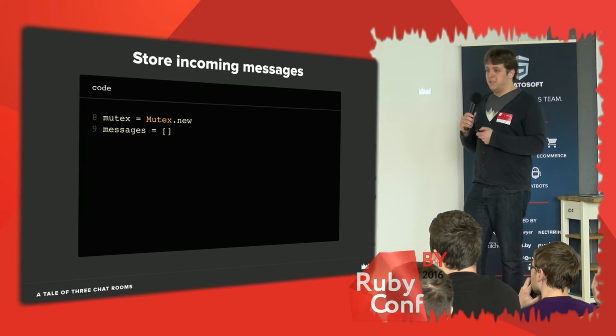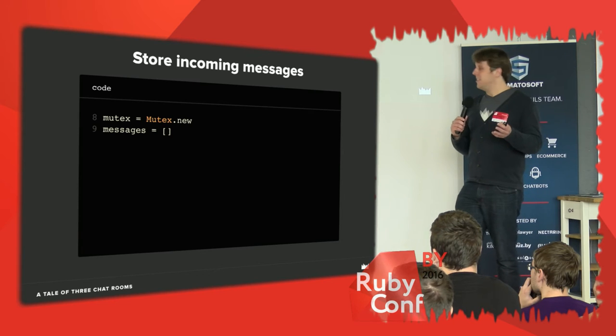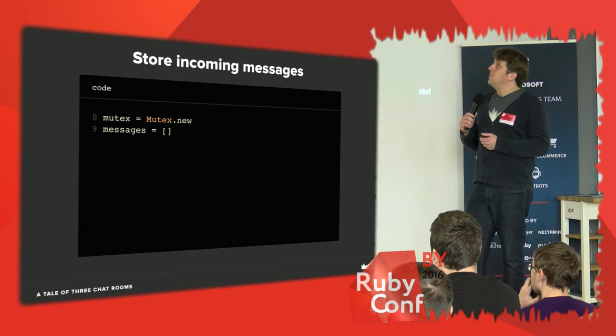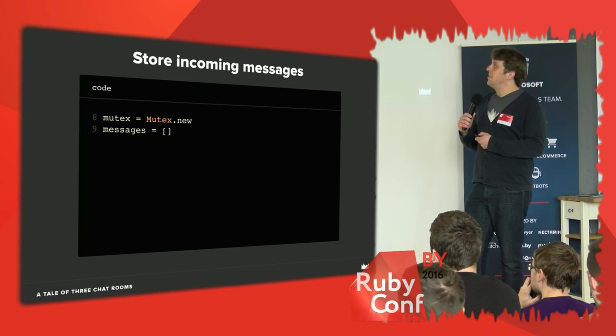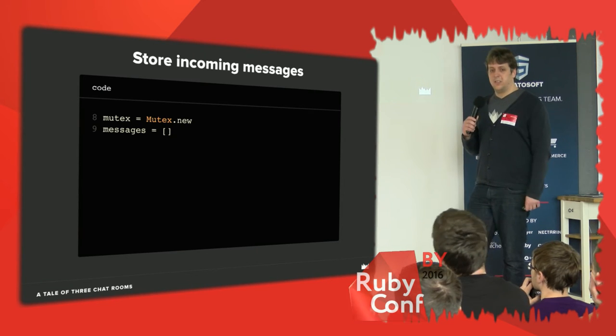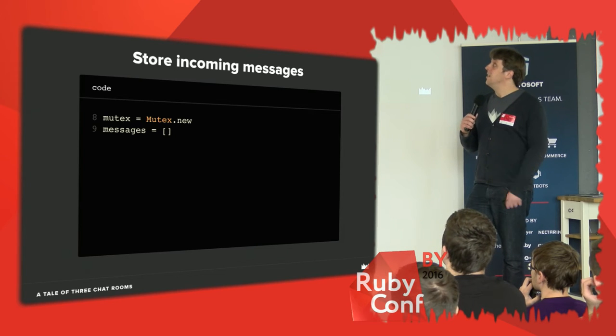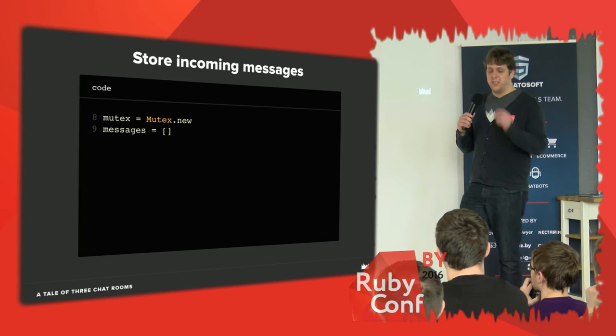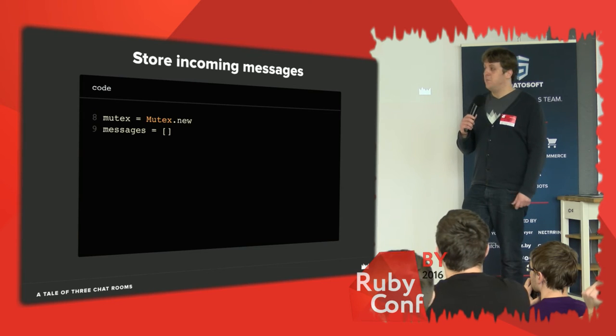But since multiple threads can do multiple things at the same time, we need to protect this data in some way, and that's why we have this mutex. A mutex is an object you can lock, and this makes sure that only one thread will actually write to this messages array at the same time.